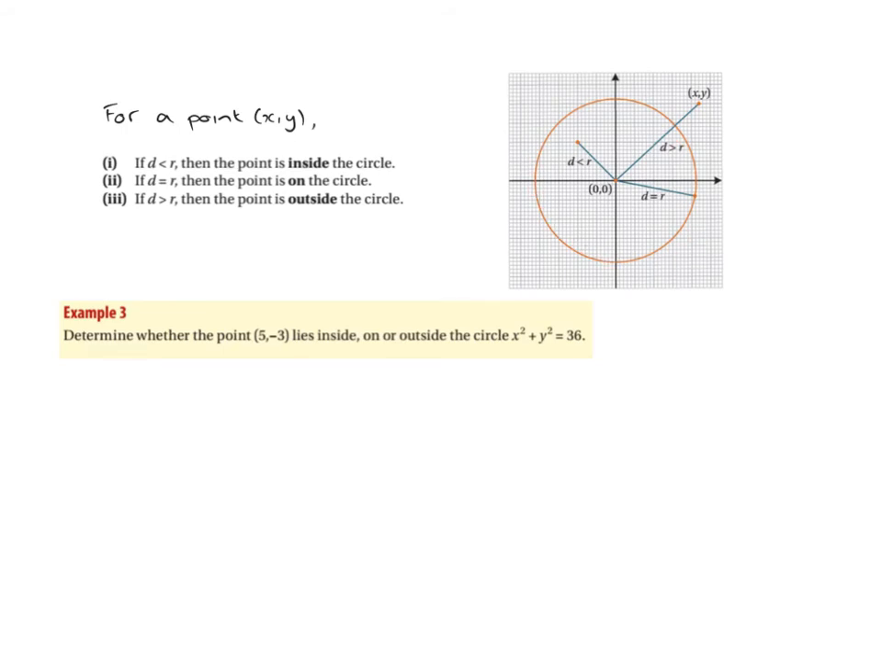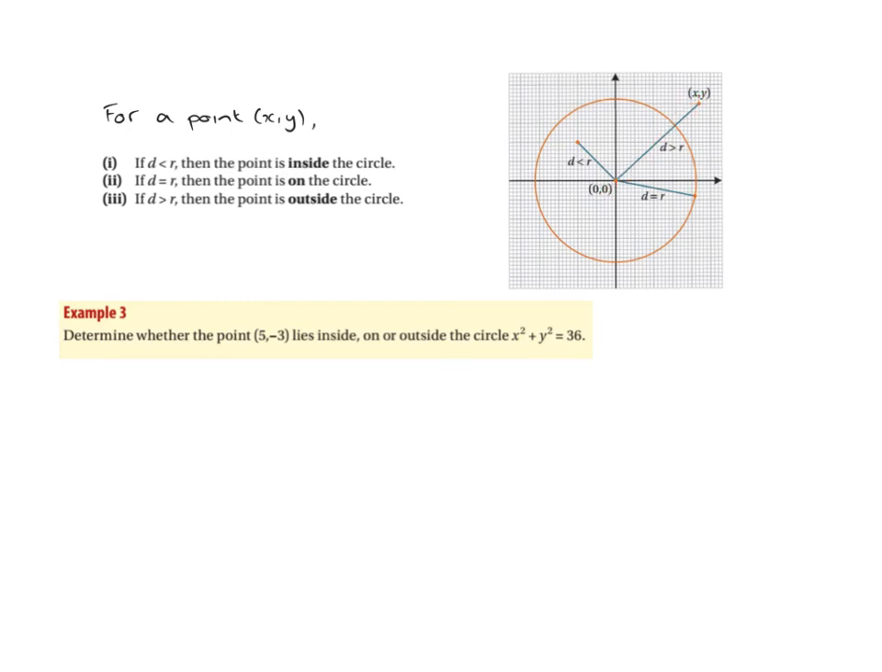Now, if the distance from the point is less than the radius, then it will lie inside the circle. If the distance to the point is larger than the radius, then it will go outside of the circle. So it's all just summarised here. If it's less than r, it's inside the circle, i.e. here. If it's equal to r, then it's on the circle. And if it's greater than r, the radius, then it's obviously outside of the circle.